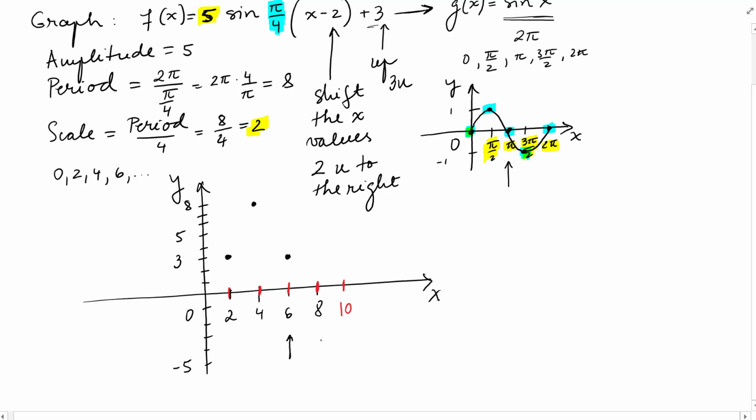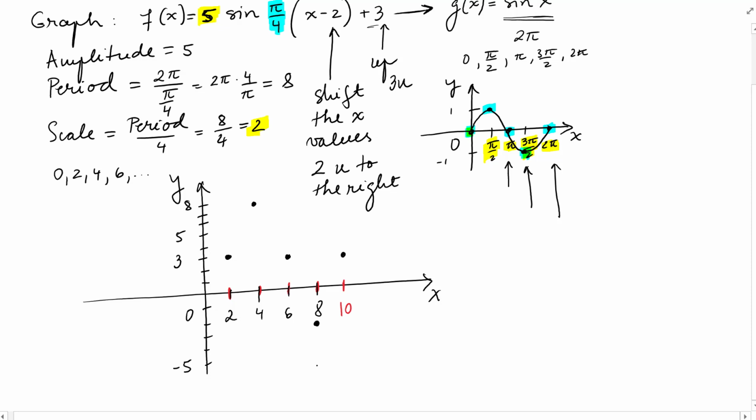Now the value 8 coincides with 3 pi over 2. So 3 pi over 2 is negative 1, and if our function was without plus 3, we would go to negative 5 for 8. But because we have to go plus 3, we'll go 3 more units, so we'll go to negative 2. And the last point, at 2 pi, is 0. But in our case, it's plus 3, so we would have this.